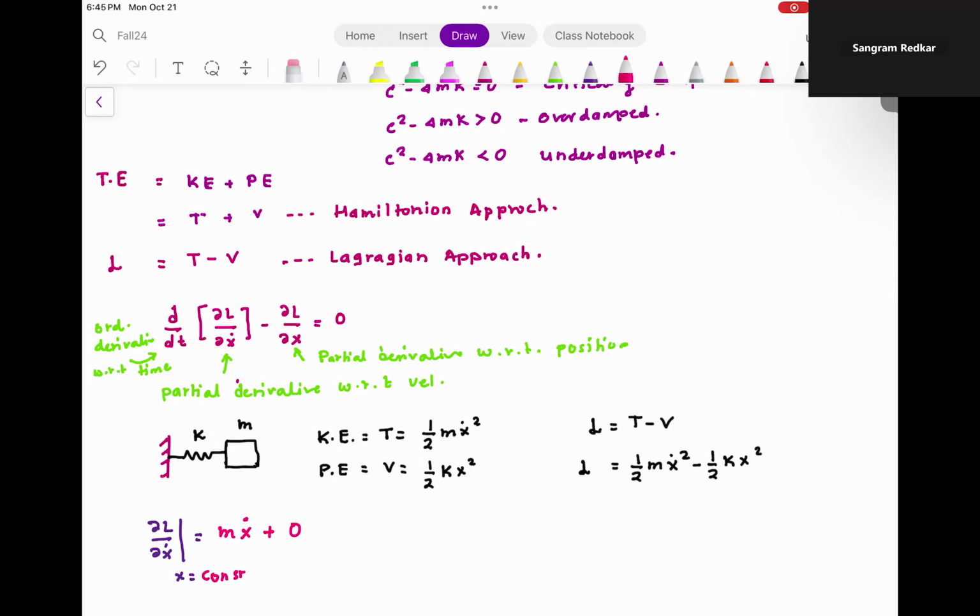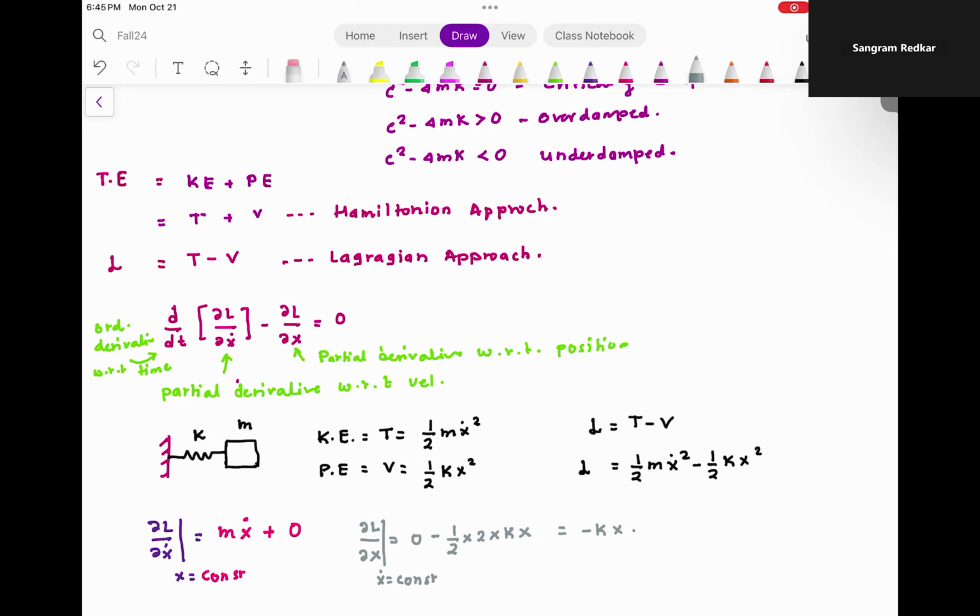Everyone understood this? Okay. The next thing is I'm going to take partial L by partial x. And same story. The first here, x dot is equal to constant, which means I have this term as 0. The first term will be 0. And the second term is going to be minus 1/2 times 2 times kx. So this term is going to be minus k times x. Do you agree with me?